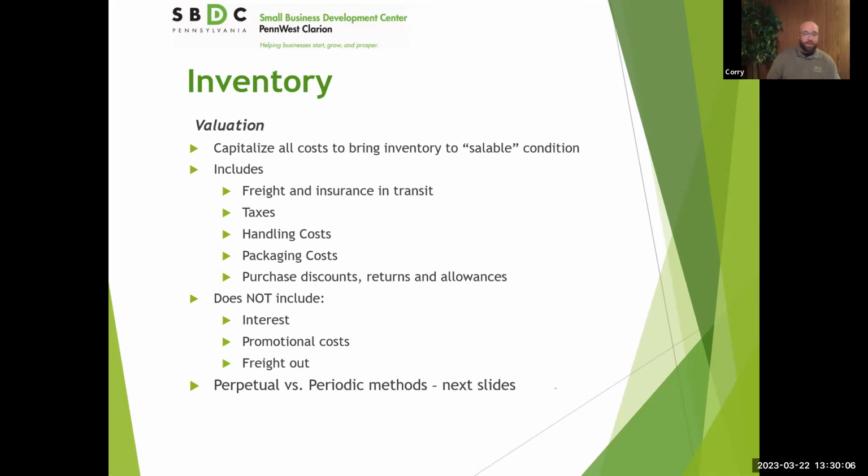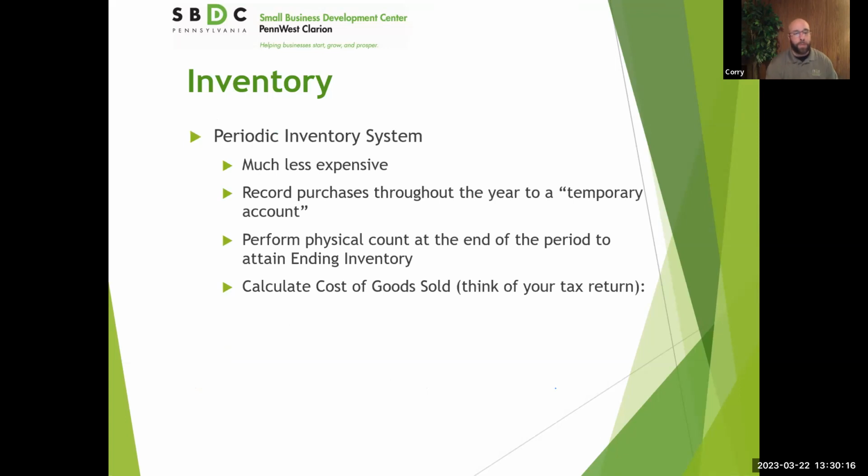Now, there are two different ways of tracking your inventory. At the bottom of the screen there, you'll see one is perpetual, one is periodic. We're going to take a look at each of those. So periodic inventory tracking, it's the most basic level of tracking your inventory. If you don't have a bookkeeping system where you input inventory into it, like your purchases and when you receive your inventory and when you pay for your inventory, if you don't have a bookkeeping system like that, you most likely are using the periodic inventory system.